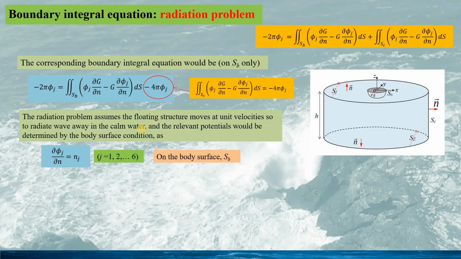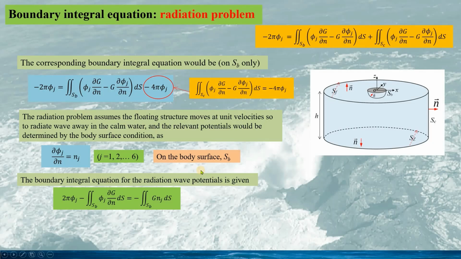For the radiation problem, the body surface condition would be given as this. This body condition means that in the calm water, the structure moves at a unit velocity. So the structure would radiate waves away to satisfy this boundary condition. Applying this body condition for the radiation problem, we have the final boundary integral equation as this. Note here, the normal vector is defined as pointing out of the fluid.